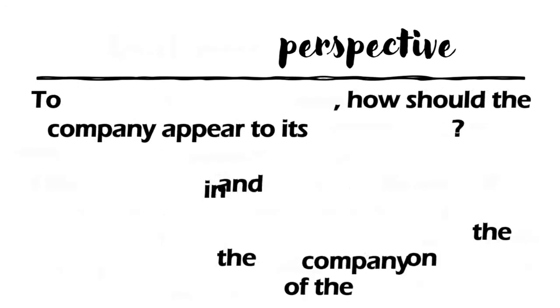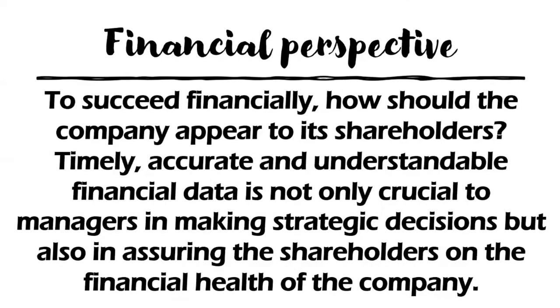And lastly, we have this financial perspective. So to succeed financially, how should the company appear to its shareholders? Timely, accurate, and understandable financial data is not only crucial to managers in making strategic decisions, but also in assuring the shareholders on the financial health of the company. So, hindi lang nga daw yung financial data ang pinaka-importante dyan. Siyempre, yung financial health din ng company. So, when we say financial health, yan, kasama na rin dyan yung stability ng isang business. Okay? So, yan po.